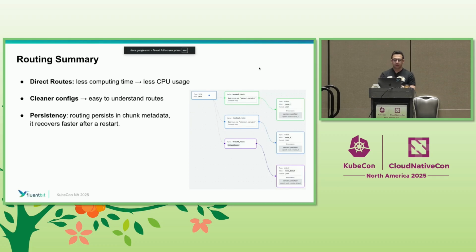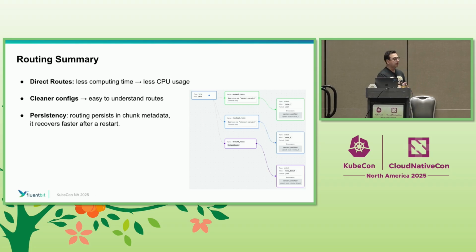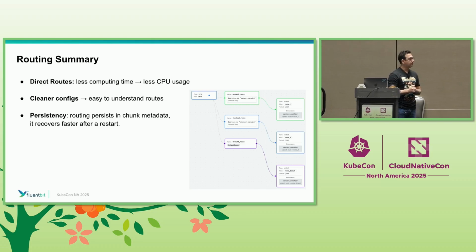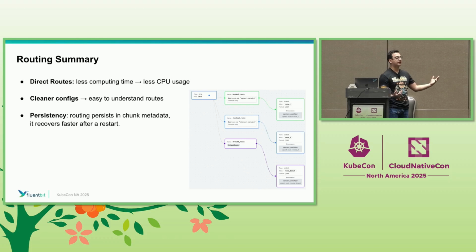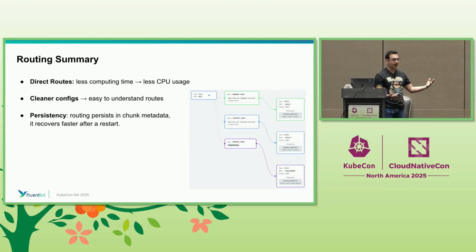So as a summary, why this? Less computing time, less CPU. At some point, the configuration will be cleaner to see. But of course, we got a ton of feedback like, hey, let's work on a UI, because when you have 200 lines of YAML, it's really hard to consume and to get a mental model.